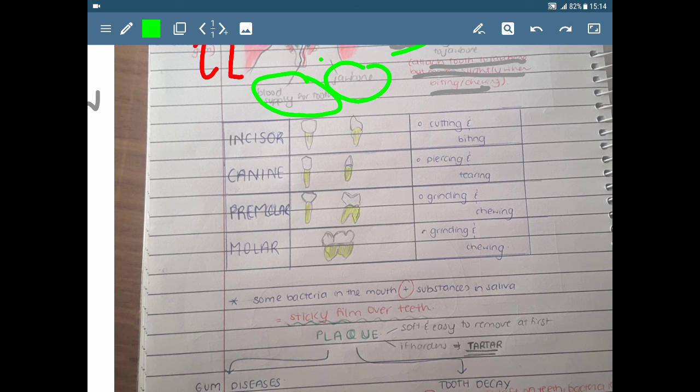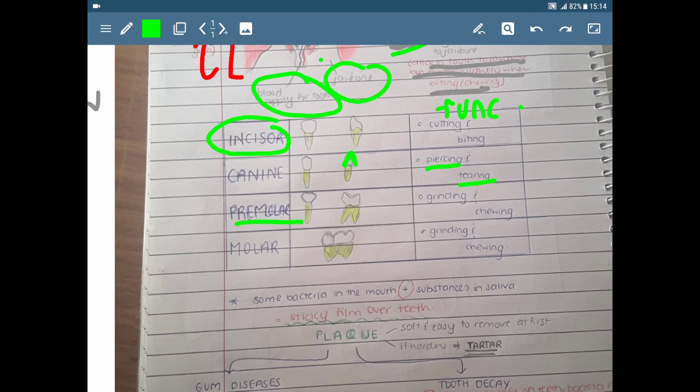There are four different types of teeth. The first one is the incisors. They are the first four teeth, and they're shaped like this. That's the front view, that's the side view, and their main function is cutting and biting. Canines, they are the sharp ones. They're for piercing and tearing food.